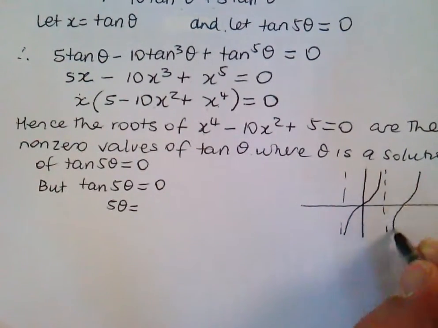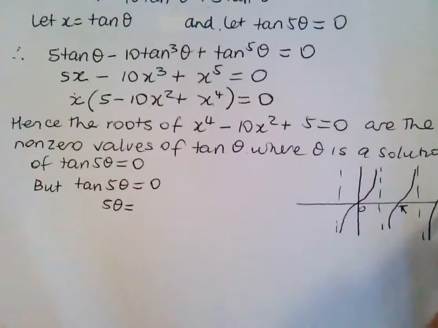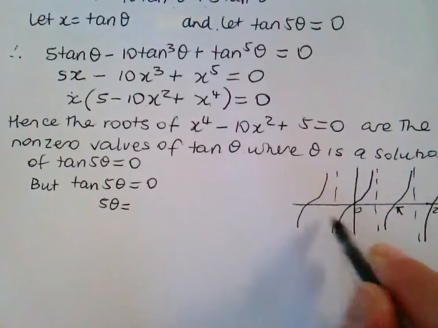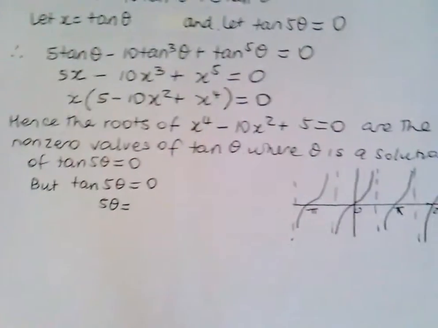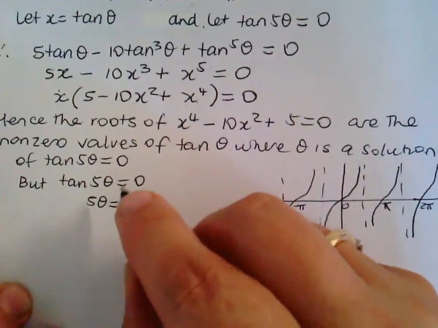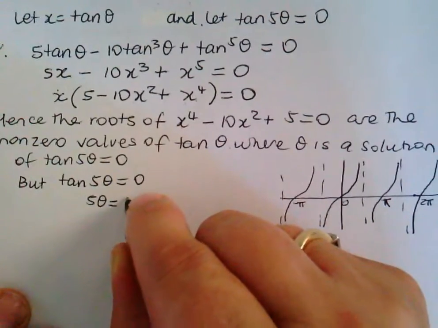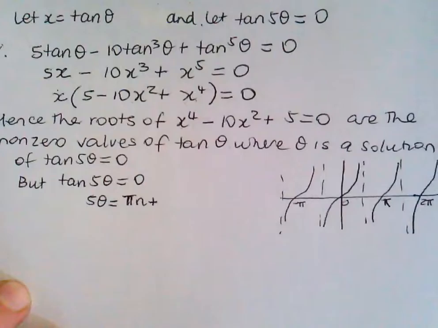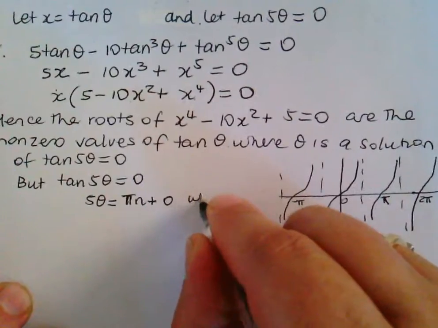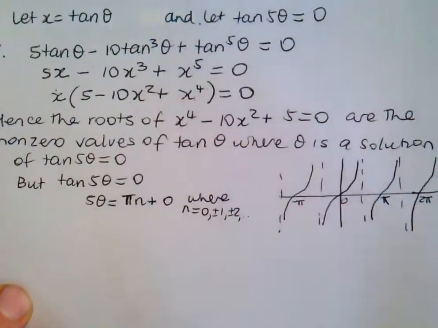Remember this is the tan curve and it repeats every 180. So this is 0, pi, etc. The next one would be 2 pi, etc. And then you'd have other solutions back here at where? Negative pi, etc. So we've got two choices here. If we want to do general solution, remember you've got the formula sheet. For 5 theta the general solution is pi n plus tan of 0, which is 0, where n equals 0, plus or minus 1, plus or minus 2 and so on.